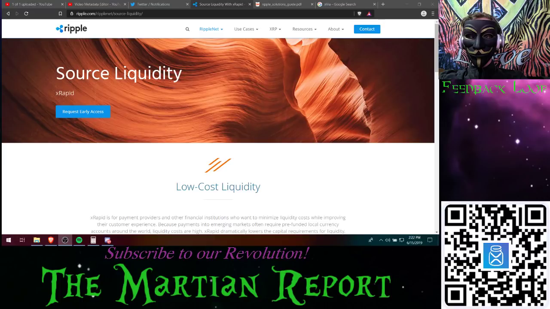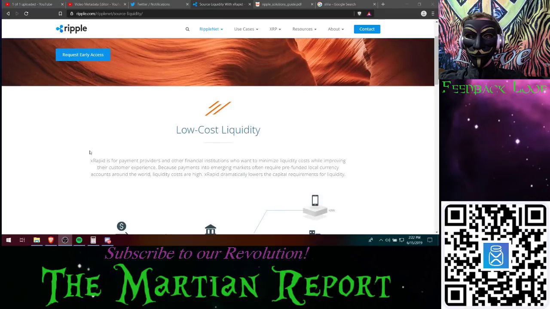right? So in this, once again, we're going over xRapid, and this intro here on Ripple's website starts off: xRapid is for payment providers and other financial institutions who want to minimize liquidity costs while improving their customer experience. Because payments into emerging markets often require pre-funded local currency accounts around the world, liquidity costs are high. xRapid dramatically lowers the capital requirement for liquidity.